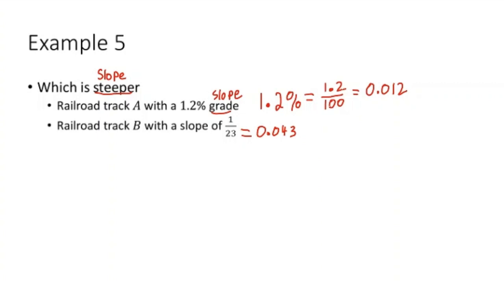Now let's go back and answer the question. Which of these railroads is steeper? Well, Railroad A has a slope of 0.012. Railroad B has a slope of 0.043. 0.043 is the larger slope. Therefore, B is the steeper railway.